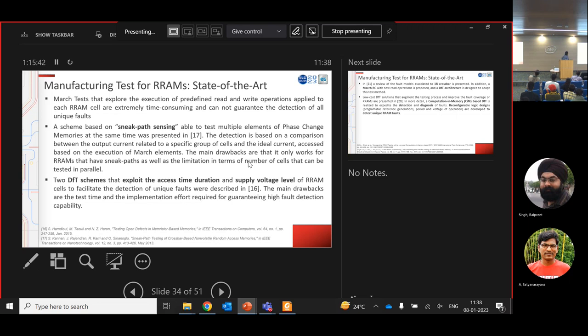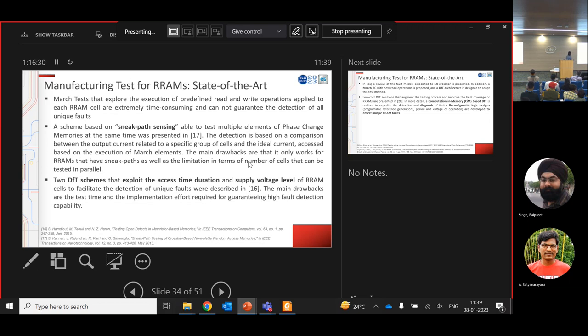In terms of state of the art, when you think about March tests, you can say that this is the classic way to test the memory elements, but it's time consuming depending on the size of the memory, because you need to apply several March elements. This kind of strategy is not able to detect unique faults. Then in the literature, you can find some strategies like sneak path sensing, that was proposed a couple of years ago. The problem is that, as Moritz mentioned, this is testing a passive crossbar array, which means just with one memristor, and here the most robust design is the 1T1R cell, okay? So it's not applicable again.